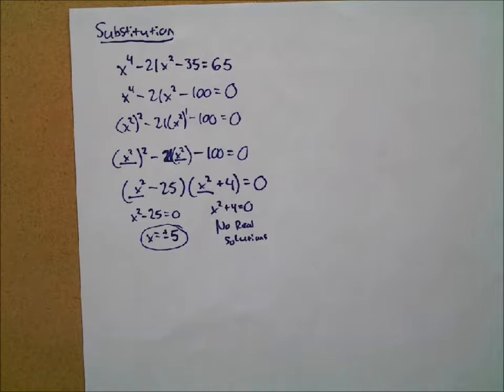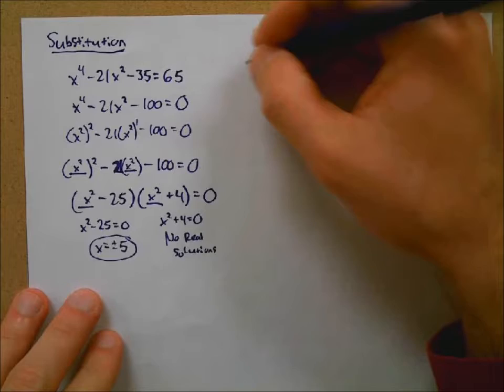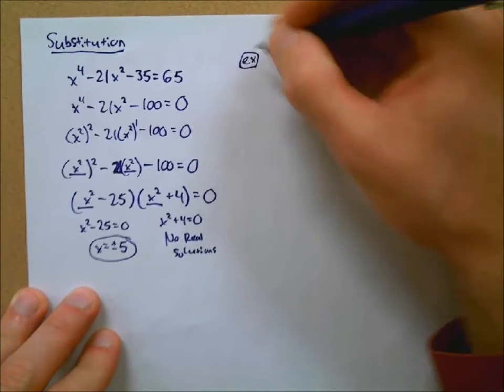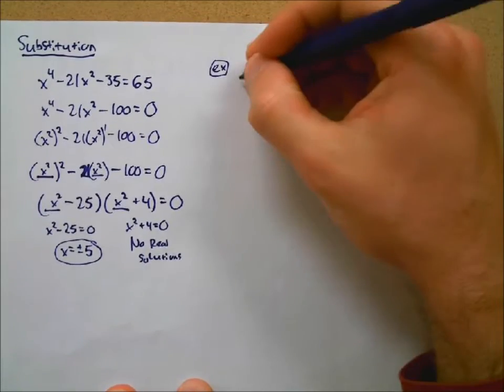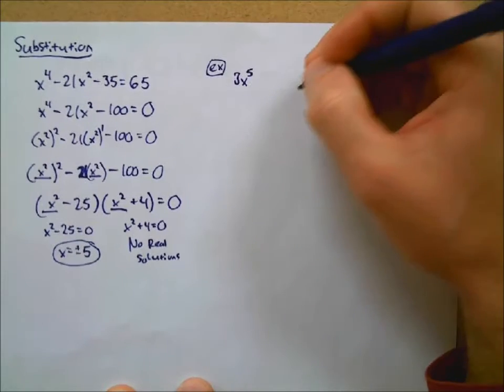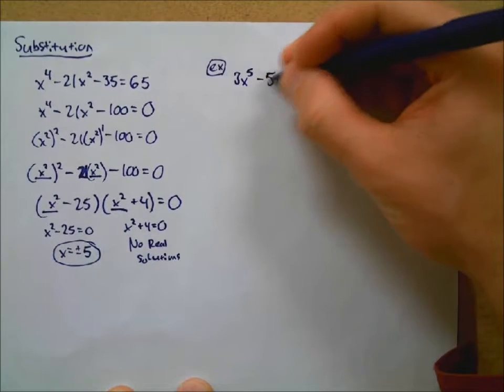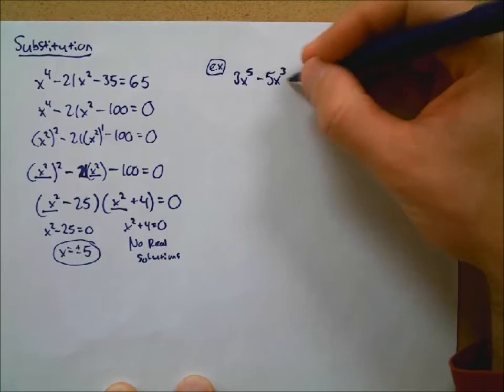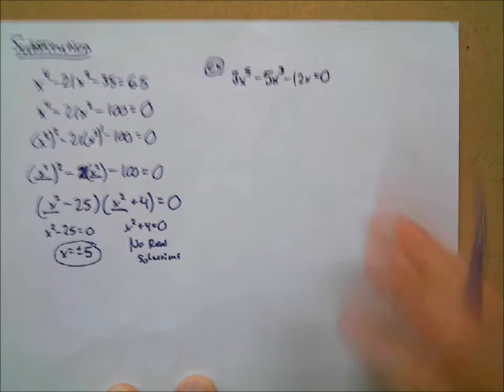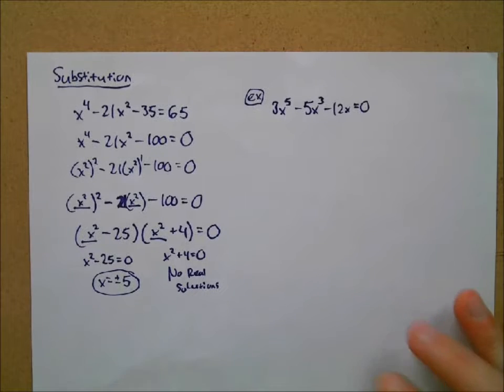Let's do one more here together, and then I'll have you guys try one on your own. Okay, 3x to the 5th minus 5x cubed minus 12x equals 0. Okay, I'll scoot over. There we go. So take a second or two, ponder it, and I'll call on some folks here to kind of help us out with where to go, what to do, how to start. Maybe like 10 seconds to ponder it there.